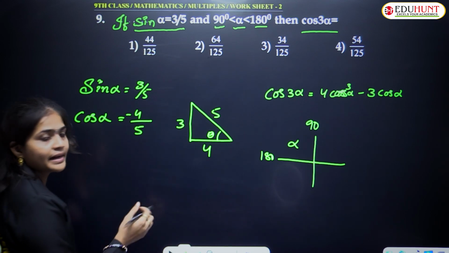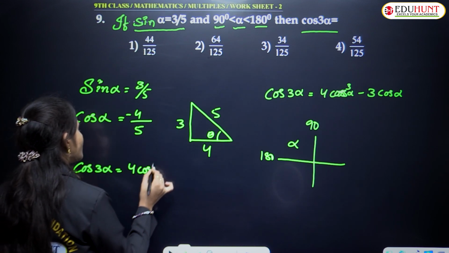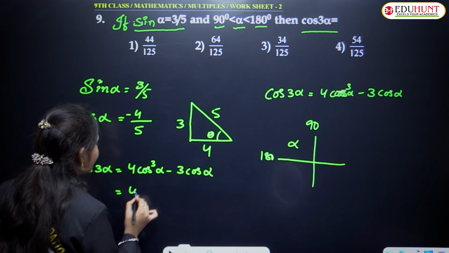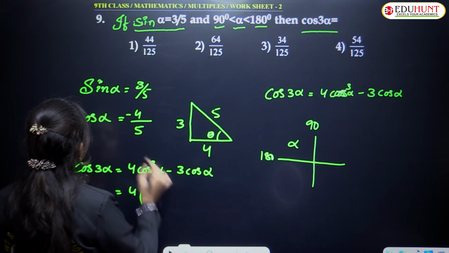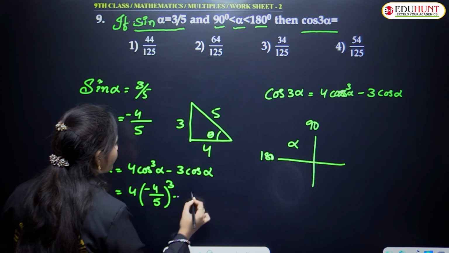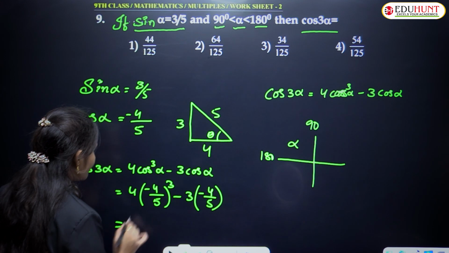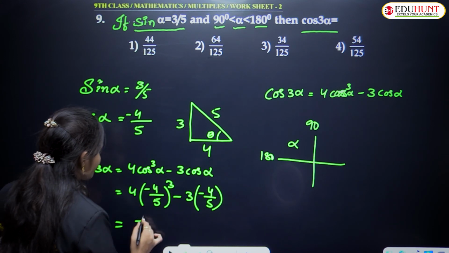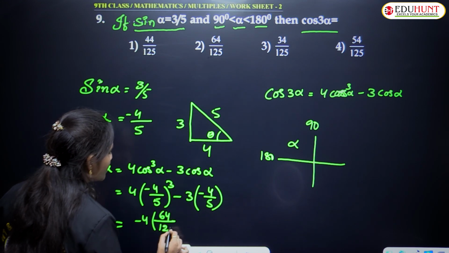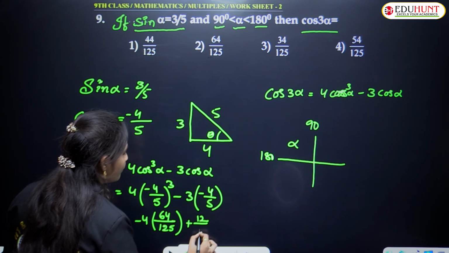Now here we have to write the cos 3 alpha formula. What is that? Cos 3 alpha is equal to 4 cos cube alpha minus 3 cos alpha. Now just write the cos alpha value here. So 4 into cos cube alpha, where cos alpha is minus 4 by 5, whole cube, minus 3 into cos alpha, minus 4 by 5. So from this, minus 4 cube: 4 cube value is 64, 5 cube value is 125. Minus into minus is plus, 3 fours are 12 by 5.